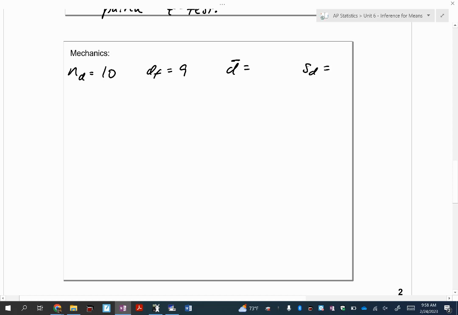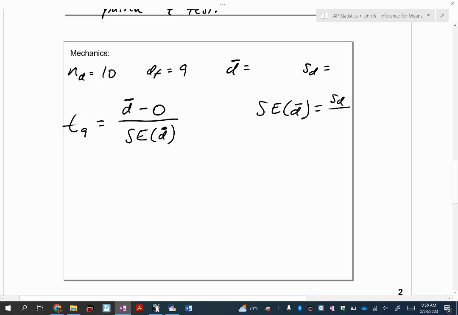All right. The formula I'm using is T with 9 degrees of freedom equals D bar minus 0. Remember, if it's not 0, they'll tell you, it will most likely be 0, over the standard error of D bar, which is going to be the standard deviation over the square root of n. So that's the same as a few weeks ago.